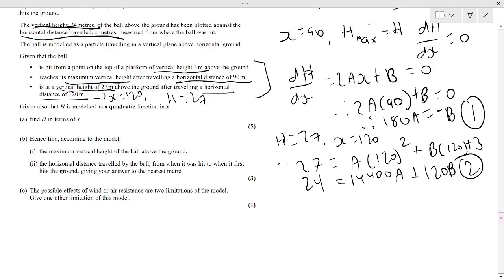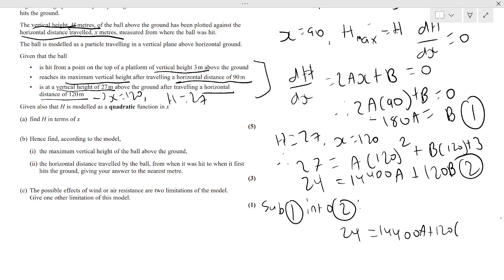Here we already know an expression for b. So minus b is 188, which means b is negative 188 by dividing by minus 1. Then I can substitute 1 into equation 2 to get 24. It's going to be 14400a add 120 of b, but b is minus 188. So that'll be 14400a minus, well, 120 times 180 gets you 21600a is equal to 24. I can simplify this: 14400 minus 21600 is left with.